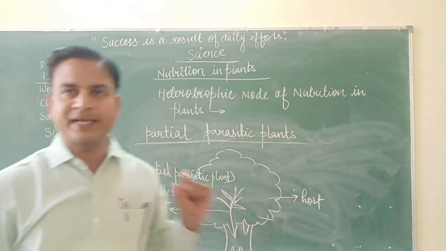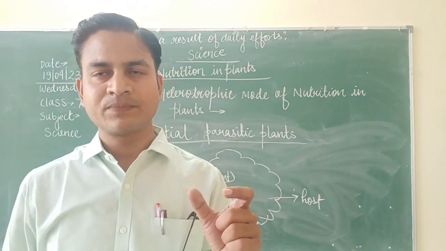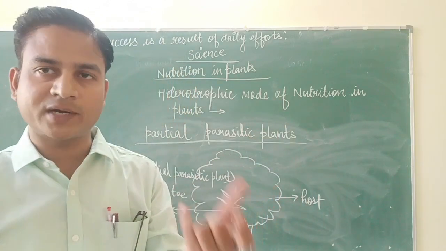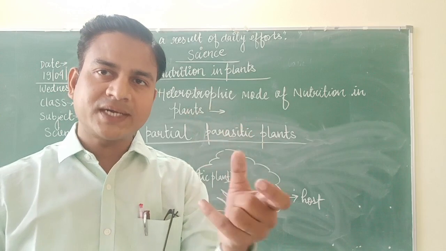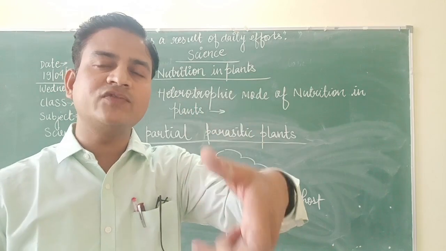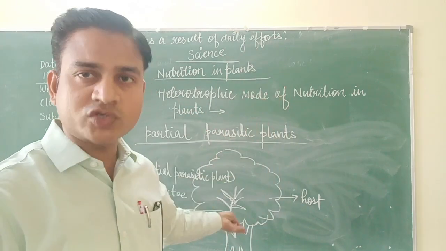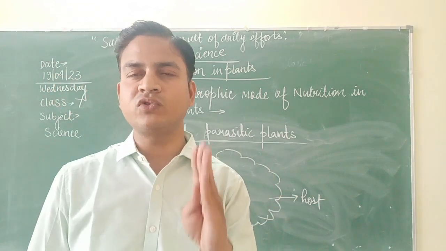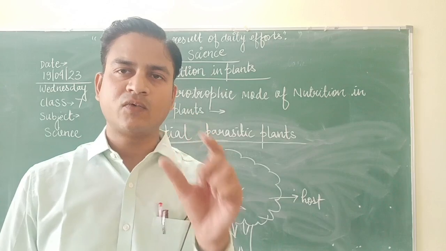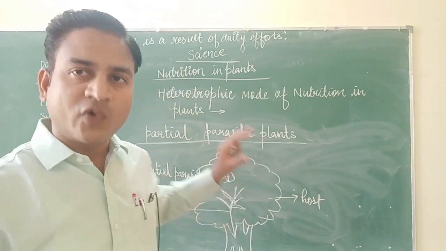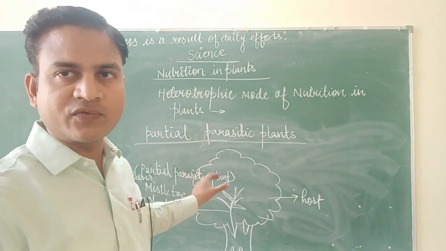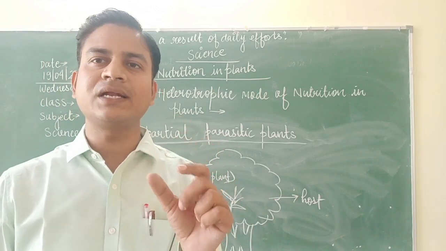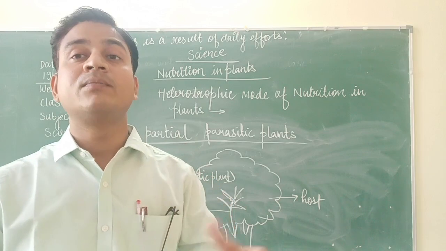But it is not getting water plus minerals because it is not growing in the soil. So what it is going to do, it is going to derive the water and minerals from this host tree or the host plant. Then only it is going to obtain the water and minerals. So photosynthesis it is doing by itself, food it is preparing by itself, but water and minerals it is not getting by itself.